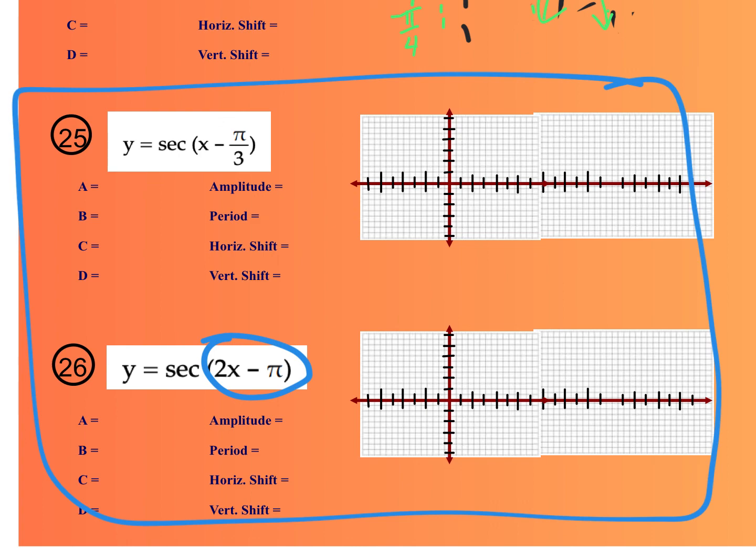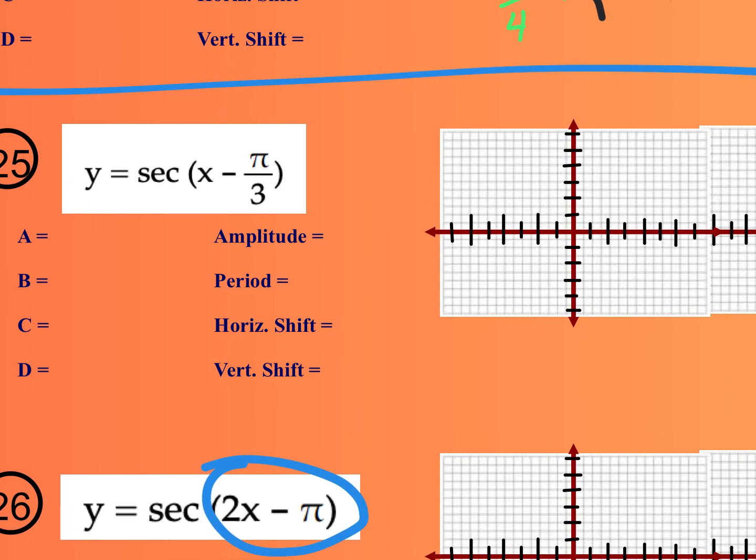All right. Just a quick reminder on these that we talked about them briefly the other day. Amplitude on this one is 1. The period on this one, well, they're 2 pi normally, but has it been changed? No, there's no number there, so it's just 2 pi. Horizontal shift is right pi over 3. And the vertical shift, this doesn't have anything outside that's moving it, so none.